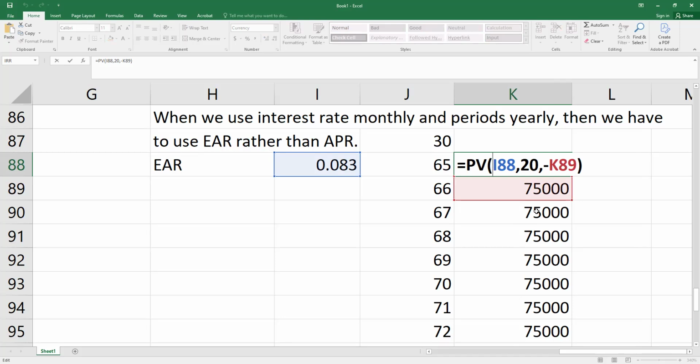Number of the period doesn't change because we would like to receive the 75,000 per year. That's it. The interest rate that you use here, we don't use the APR. We use only the effective annual rate. Again, the reason is that we are partially converting the function because interest rate is the only one that converted, but the number of period is still remaining yearly basis. Is that clear? Sure.